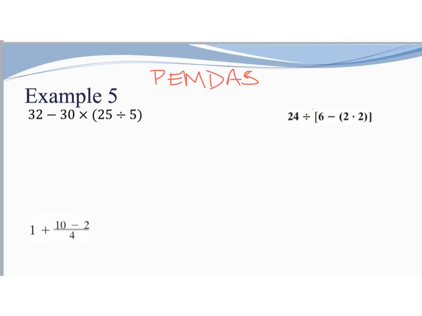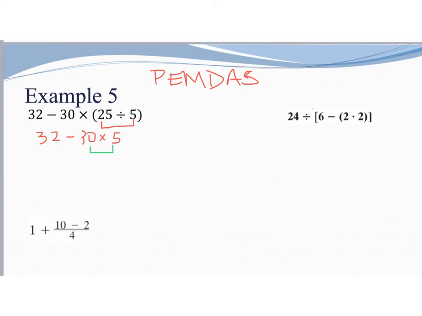So right away, when I look at example 5, I see I have a set of parentheses. Parentheses always have to be done first. So when I simplify the stuff inside of my parentheses, I have 25 divided by 5, which is 5. And I'm going to rewrite my whole problem. And I can see that I have 32 minus 30 times 5. Well, I do have multiplication that needs to be addressed first.